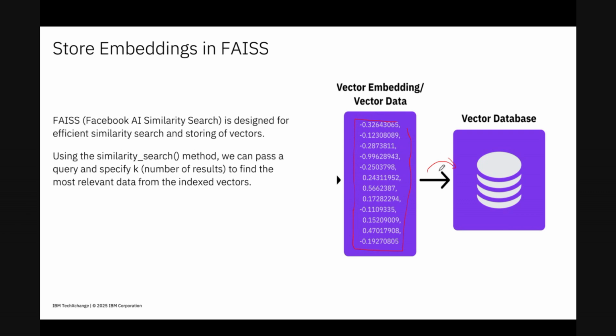Now, apart from that, Faiss also provides a similarity search method that can take a query and k. For example, in the similarity search method, you pass the question for which you need to find the relevant data, along with k. So what is k? It is how many chunks you want to retrieve from the database. If you set k equal to 3, it will find the 3 relevant chunks from our database for the specific query.